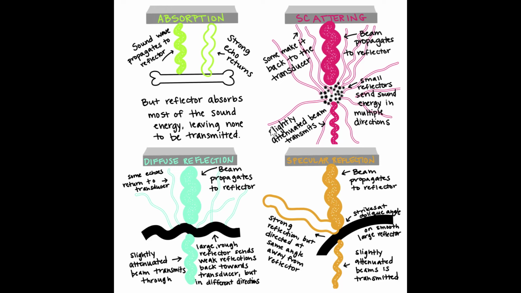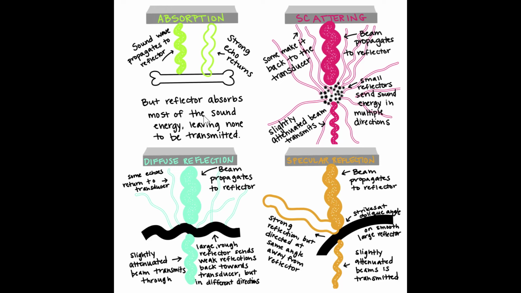Now that story is a little bit different when we look at absorption, and this is why absorption is the biggest cause of attenuation. Remember, when that sound beam comes into the body and interacts with a highly attenuating or high absorber of sound energy, it's going to take in most of that instead of allowing it to go through. Without that transmitted sound, there is no sound energy left to get more echoes or to create more of an image.